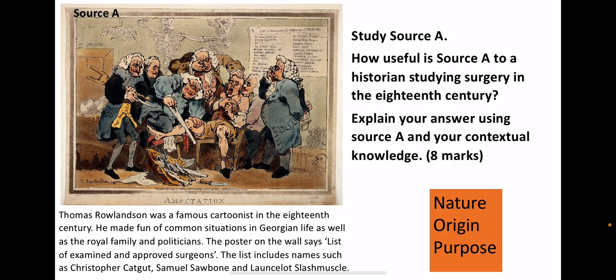So next thing we're going to look at is this source. How useful is source A to a historian studying surgery in the 18th century? Explain your answer using source A and your contextual knowledge. Remember to talk about the nature, so what the source is, the origin, where it comes from, and its purpose. Why was it made?